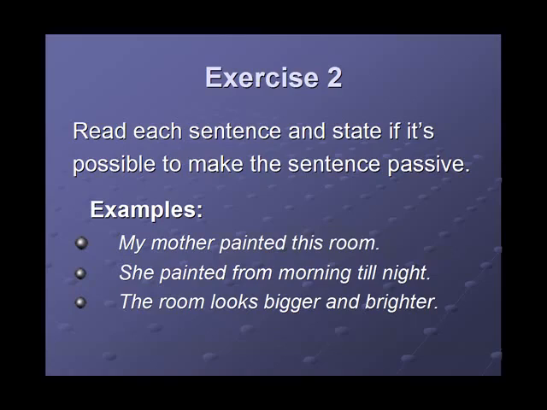Second sentence. She painted from morning till night. Is it possible to change it? No. In this sentence, the verb to paint is not transitive. There is no object in this sentence. The third sentence. The room looks bigger and brighter. Can we change it? No, it's not possible. The verb looks is not transitive. There is no object.